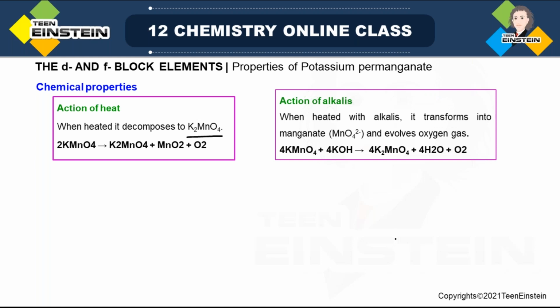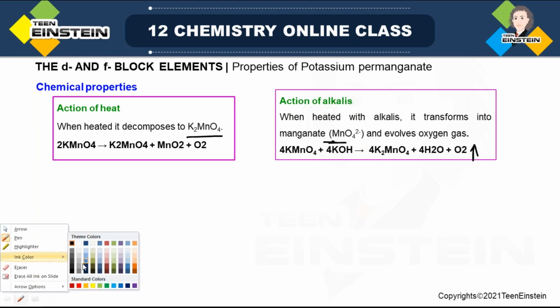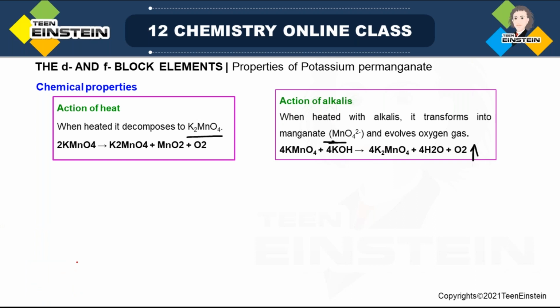How it reacts with alkalis. Alkali means it may be KOH or it may be NaOH. When we are heating KMnO4 with alkalis, it transforms into manganate ion. So again we are getting manganate ion, and there is also evolution of oxygen gas. So KMnO4 plus KOH, we are getting water, oxygen, and K2MnO4.